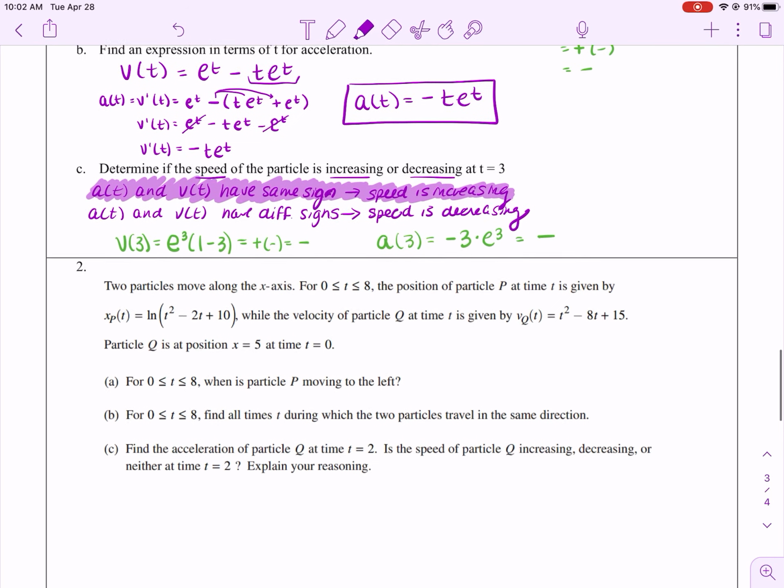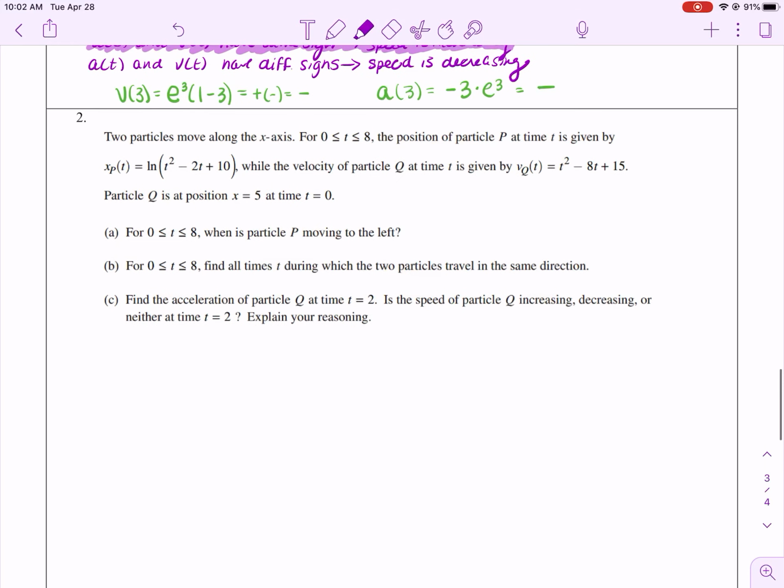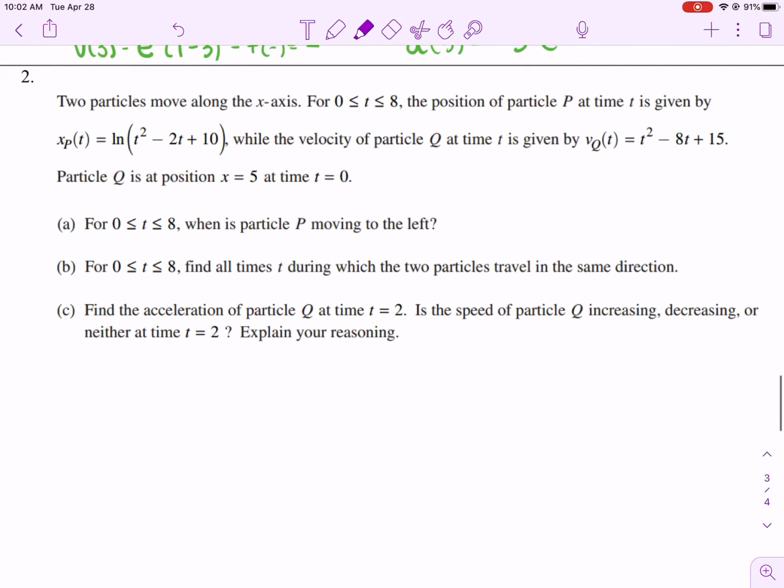You're going to run through the last two application questions on your own, but just for a hint for number 2, to help you really pay attention here, just make sure you read it very clearly. It says 2 particles are moving along the x-axis. So we have one particle P and one particle Q.